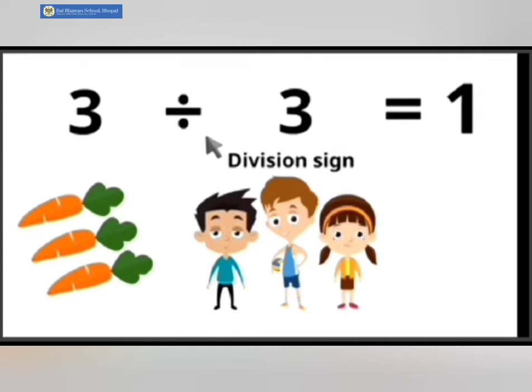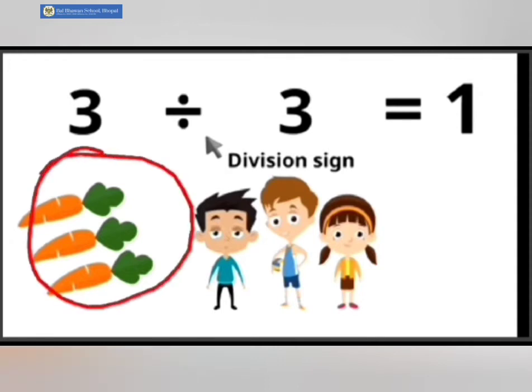We can divide using pictures also. Here in this picture, you can see three friends, among which these three carrots have to be distributed equally. So whenever we are distributing anything, we have to divide the thing given equally among those objects or people. That is division. Children, let us try to divide equally these carrots between these three friends.